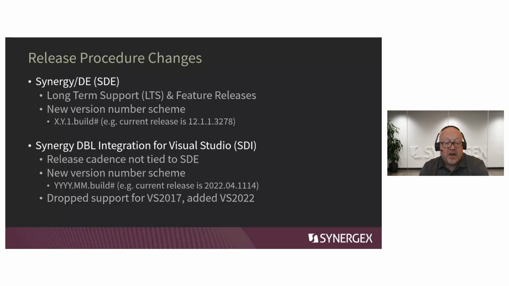So, for example, the 12.0 releases that we're done with now were feature releases, and 12.1 is the LTS release. 12.2 will follow it shortly, which will be a whole other set of feature releases. 12.3 will be an LTS release, and so on.